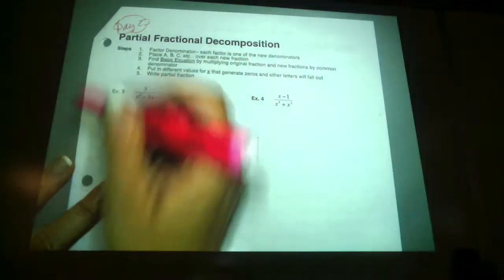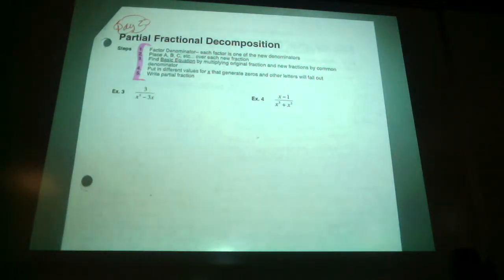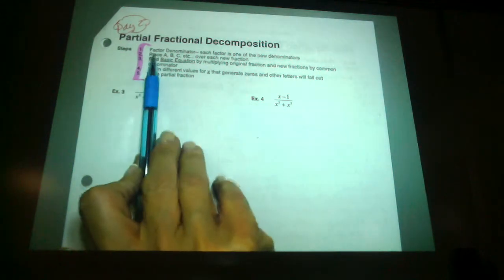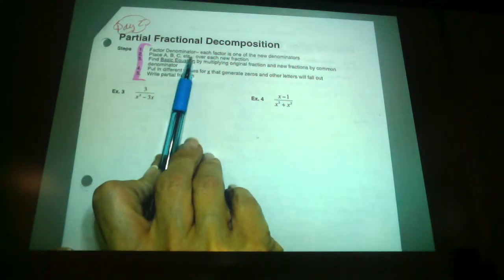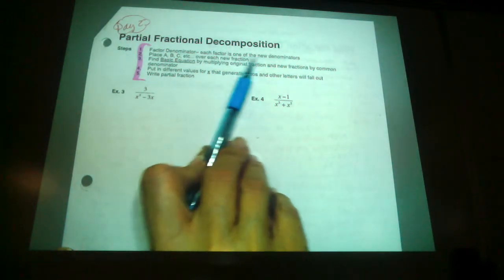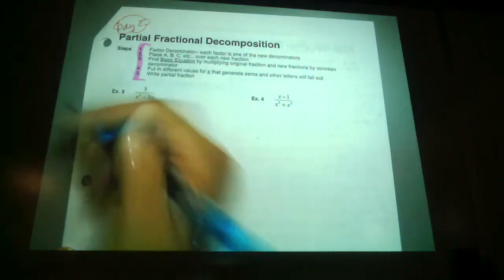You've got a list of steps. This is your process that you're going to follow. So you're going to see me going 1, 2, 3, 4, 5 in the order of those steps. So write small because there's a lot of work that's associated with this. So the first step says to factor your denominator. Each factor is one of the new denominators.